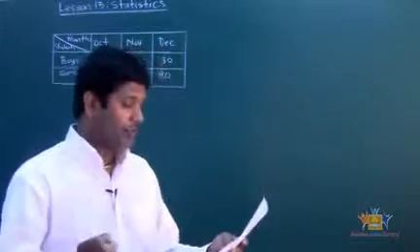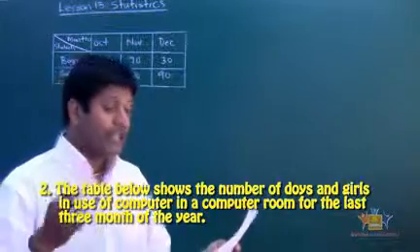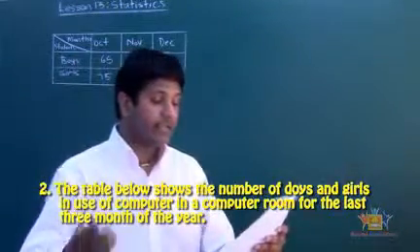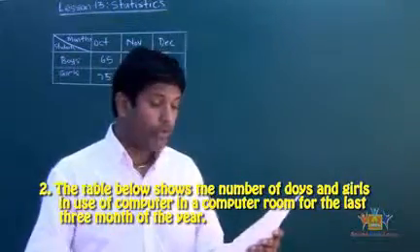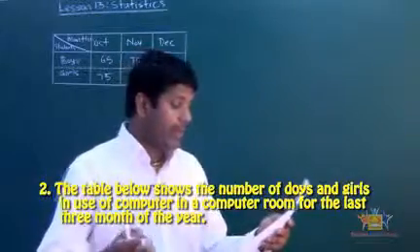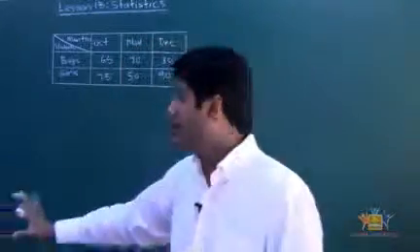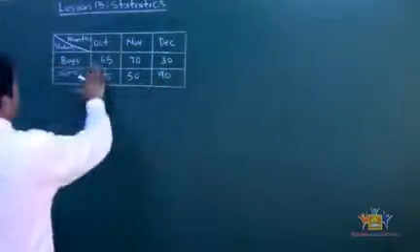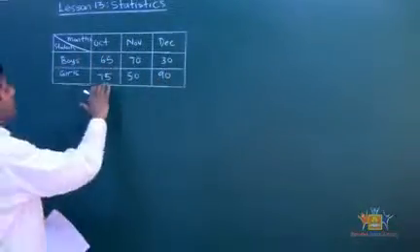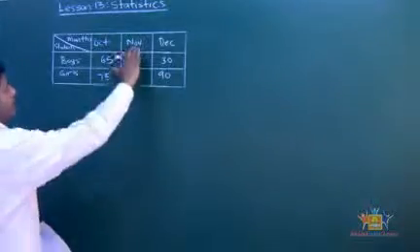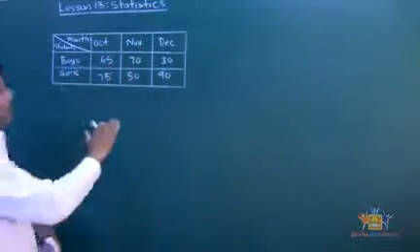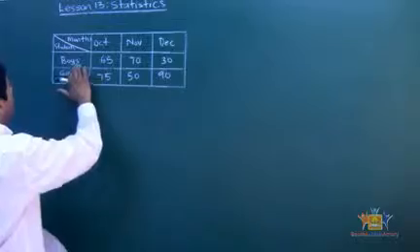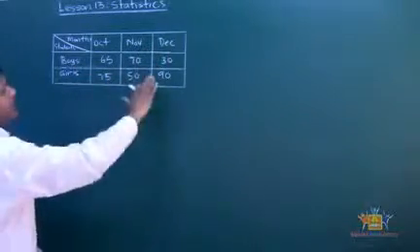All right, problem number 2 says the table below shows the number of boys and girls in use of computer in a computer room for the last 3 months of the year. So Mr. Mac got the table right here. It shows the month of October, boys 65 of them, girls used it 75, and then November, boys 70 and girls 50. December, boys 30 and girls 90.